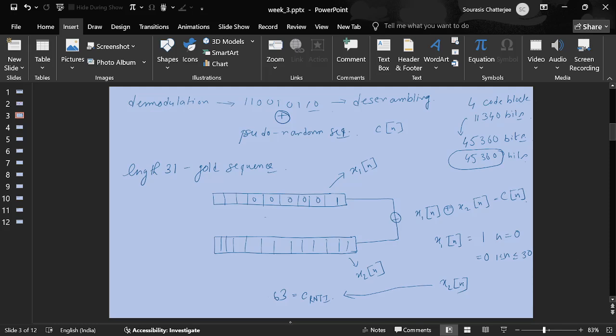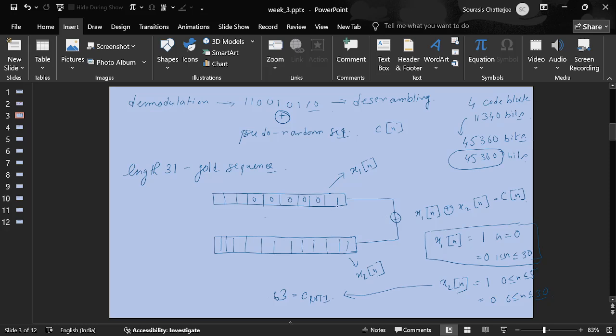So my x2 sequence is going to be 1 for n varying from 0 to 5, and 0 for 6 to 30. So x1 is initialized similarly, but x2n is based on the unique identifier of that particular user. So that is what the initial part is, and how these things continue.